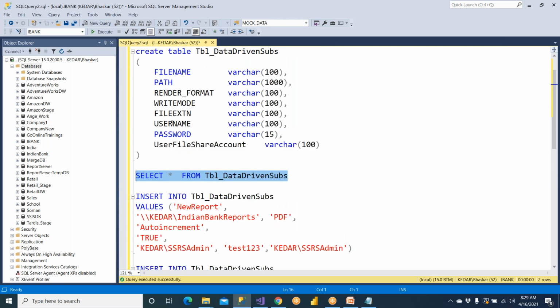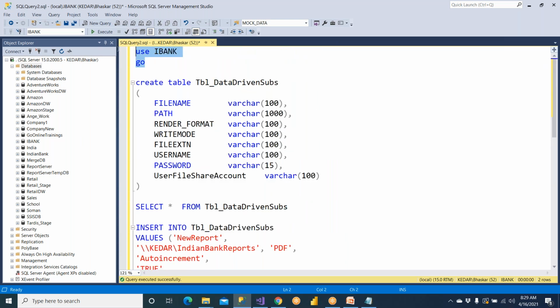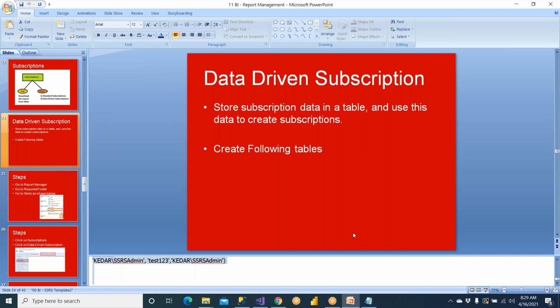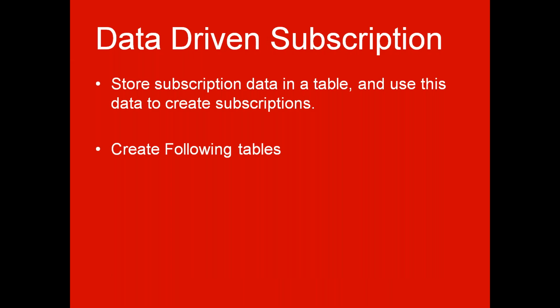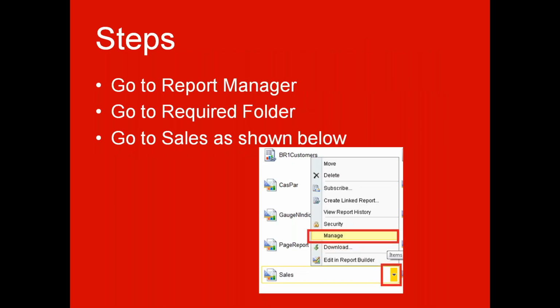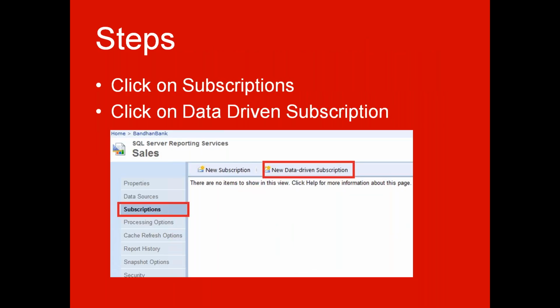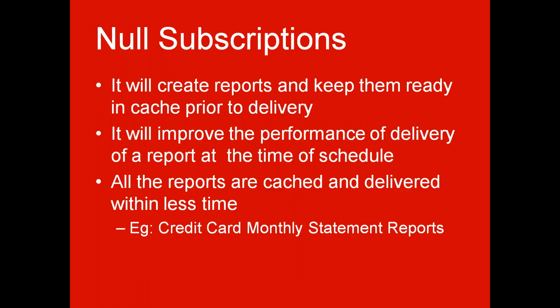So this is the table I have created. The table is available in iBank. iBank is a shared data source for me. So this is what is called step number one that you must do. Clear? So I'm not going to be using a standard subscription. I wanted to create a table, store the subscription data in the table, and use this data to create subscriptions. Clear?